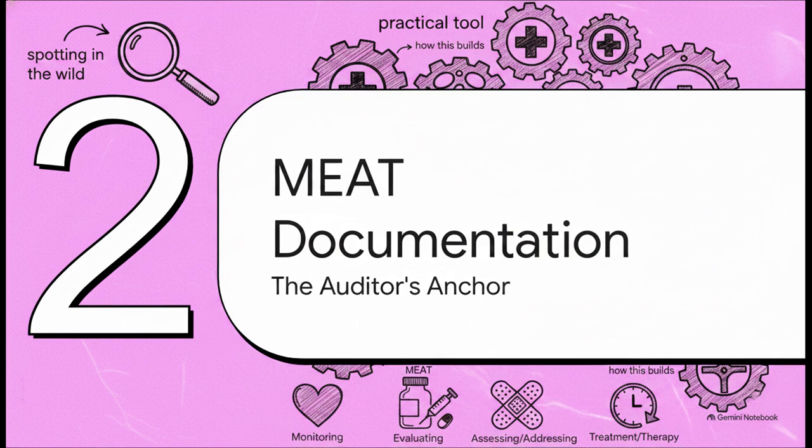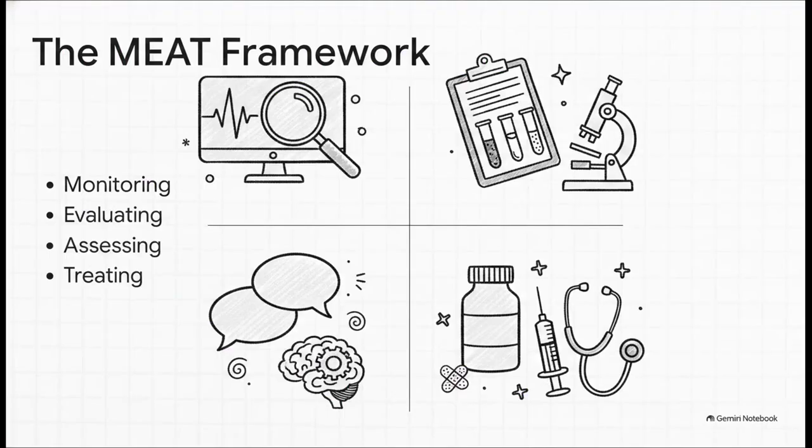Section 2. MEET, documenting active management, the auditor's anchor. We know what an unaddressed problem is in theory, right? But how do we actually spot it out in the wild? Well, enter the MEET criteria. As auditors, your eyes should immediately start scanning for the MEET. This acronym brilliantly illustrates active management.